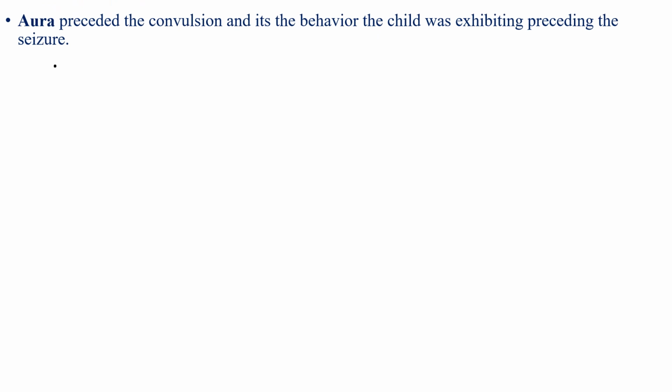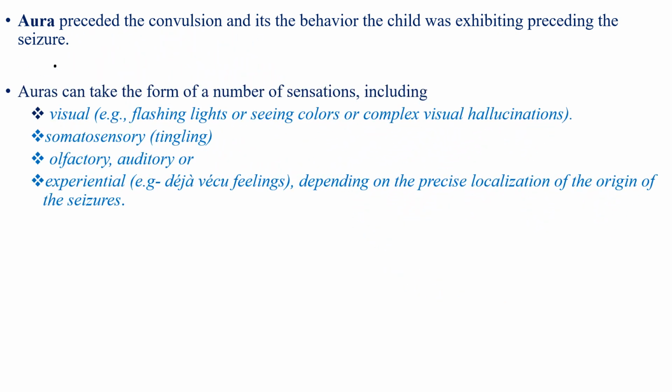Aura precedes the convulsion, and it is the behavior the child was exhibiting preceding the seizure. Auras can take the form of a number of sensations, including visual, such as flashing lights or seeing colors or complex visual hallucinations, somatosensory, olfactory, auditory, or experiential, depending on the precise localization of the origin of the seizure.